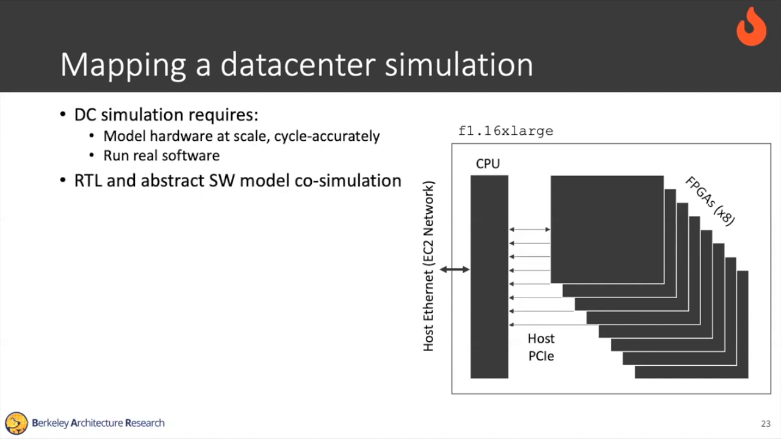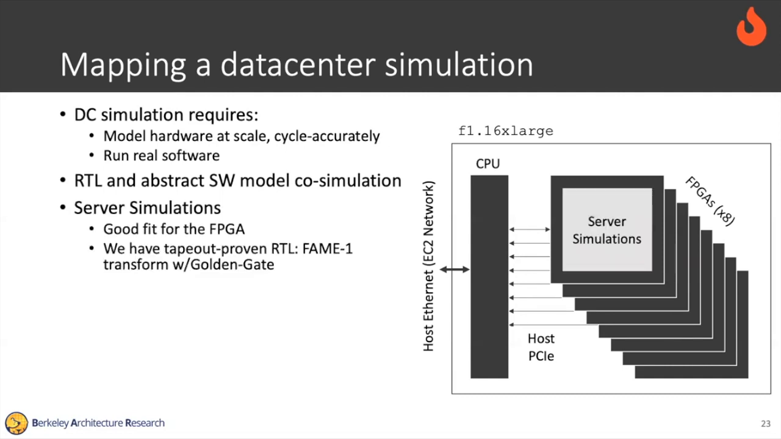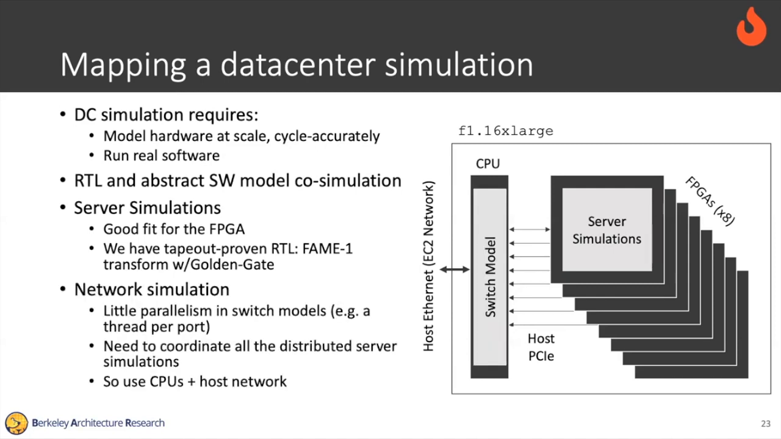And of course, we're going to need RTL and abstract software model co-simulation, because we can't fit an entire data center on one FPGA. So there are two main components here, right? We have server simulations. The server simulations tend to be a good fit for the FPGA. That's because we had RTL for building these sorts of SoCs, and we can transform them into server simulations that run on the FPGA.